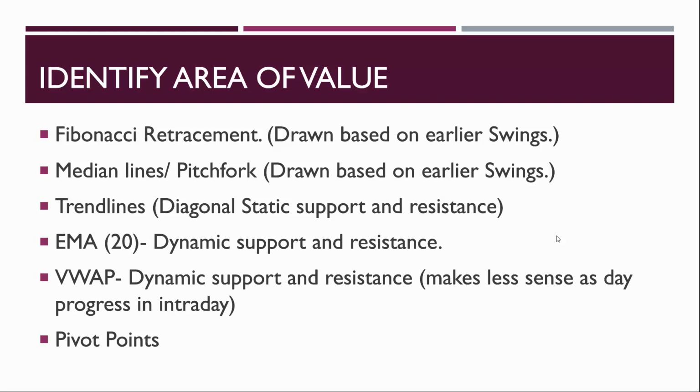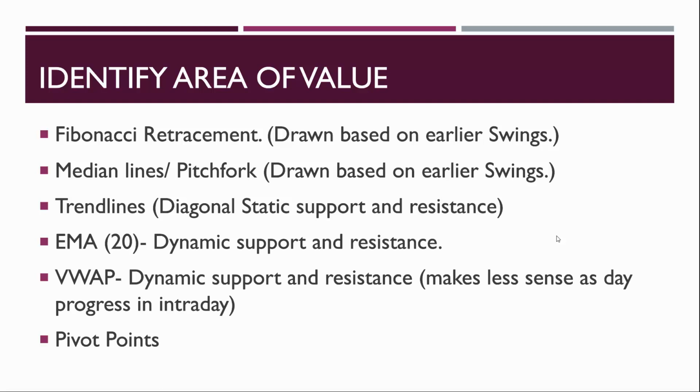A trend line is just like a median line, but just connecting all the swing lows or connecting all the swing highs will give you a diagonal straight line. It is a static support and resistance, but it is drawn diagonally.